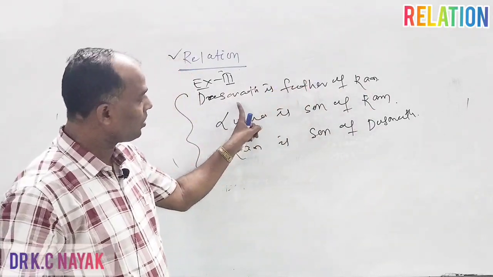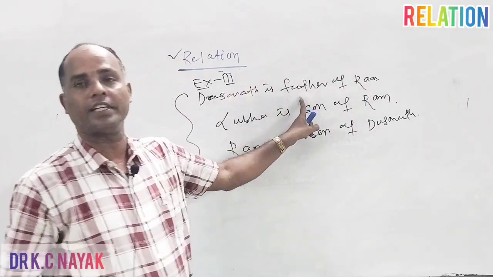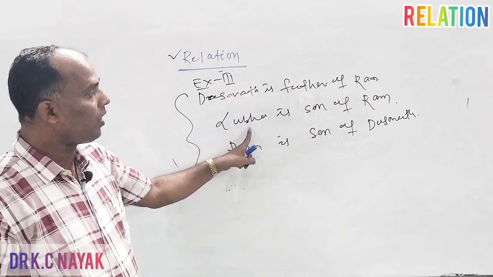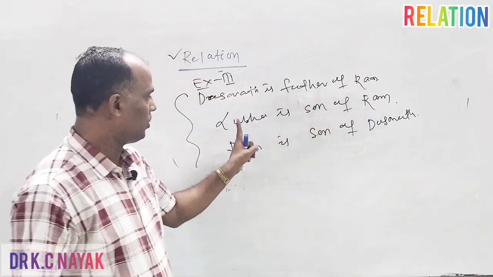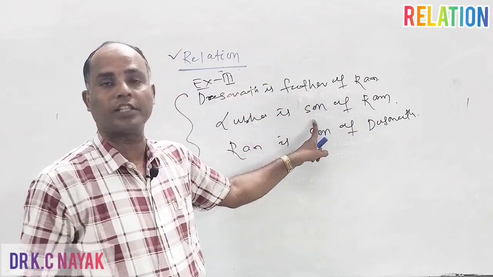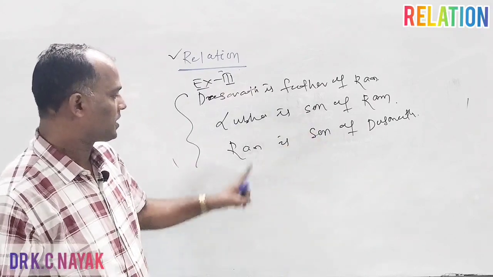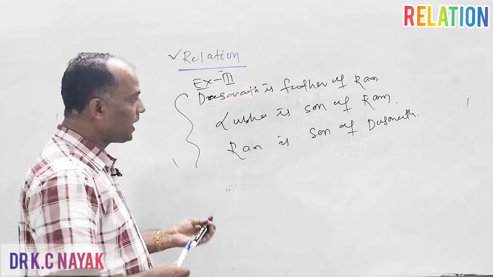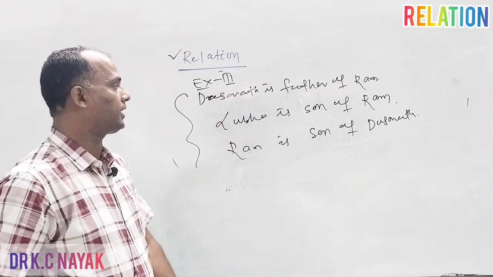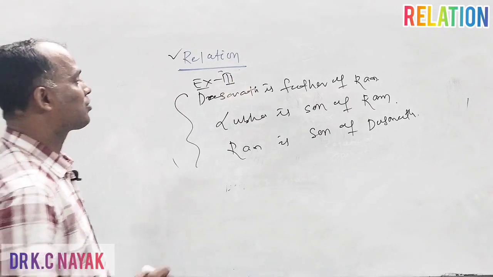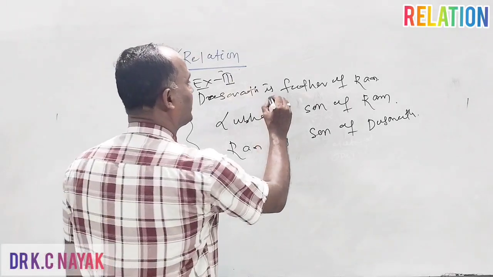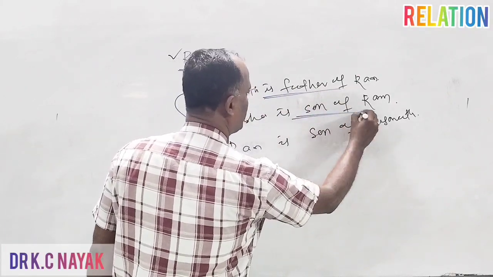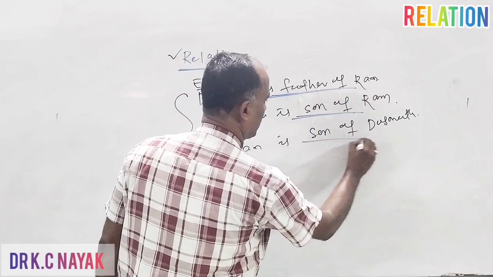That means Dasharatha is associated to Rama with a relationship of father of. See another example. Lava is a son of Rama. That means Lava is associated to Rama with a relation of son of. Similarly, Rama is also son of Dasharatha. That means here we understand that when we develop a relation, at least two elements are required with an association. That means it is a father of and also son of.